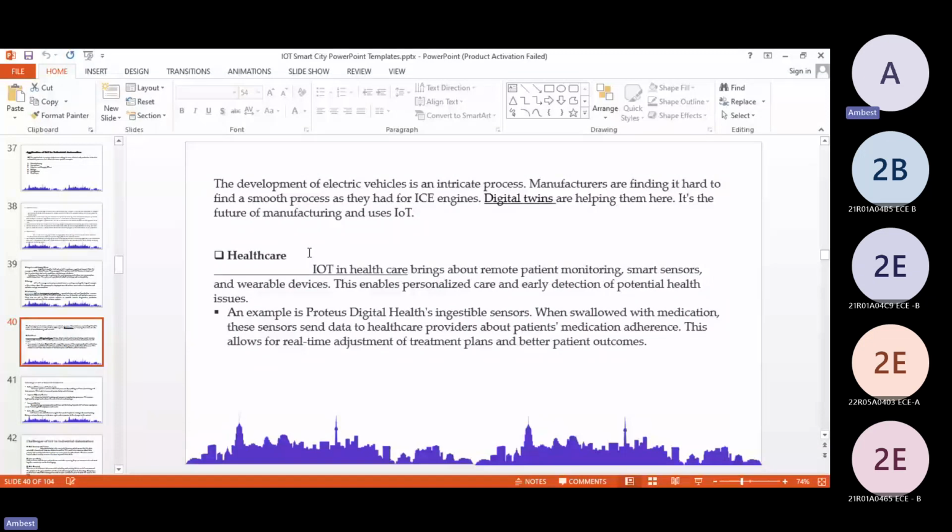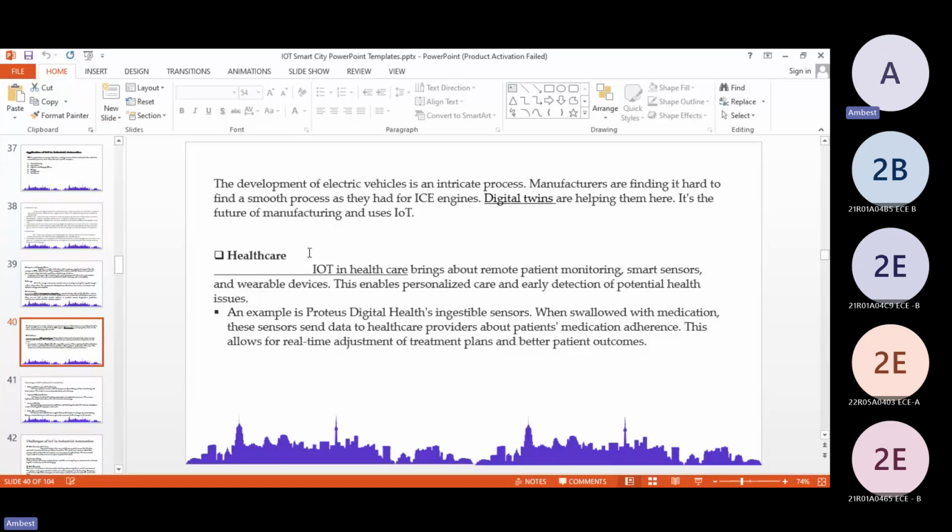Next, coming to automation in healthcare. IoT in healthcare brings remote patient monitoring, smart sensors and wearables. So healthcare brings remote patient monitoring.